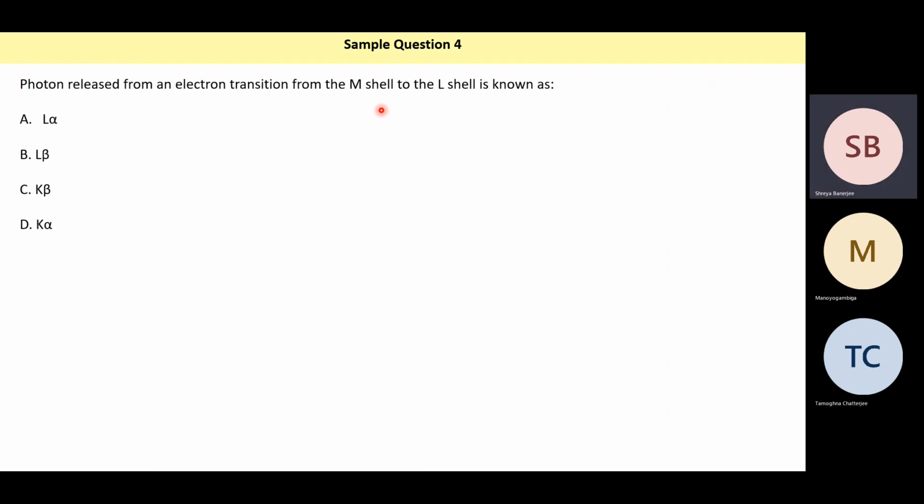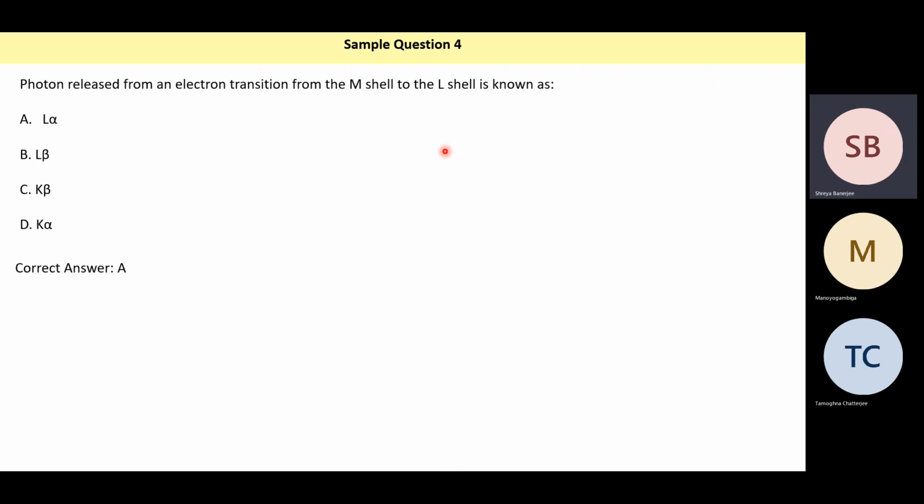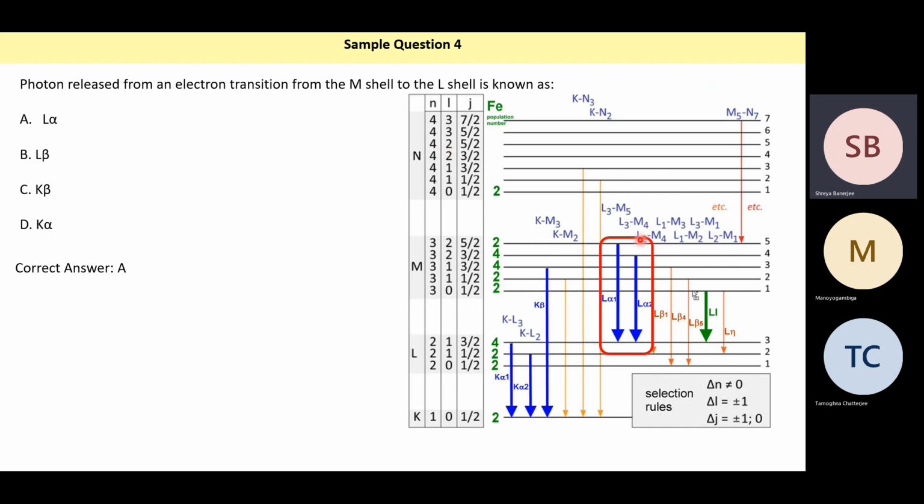The next question is, if a photon is released from an electron transition from the M shell to the L shell, what is the transition known as? K alpha. The answer is actually L alpha. If you look at the nomenclature of the transitions, from the M shell coming to the L shell is known as L alpha. K alpha is actually from L to K. If you just remember this chart, you can remember the different nomenclatures.